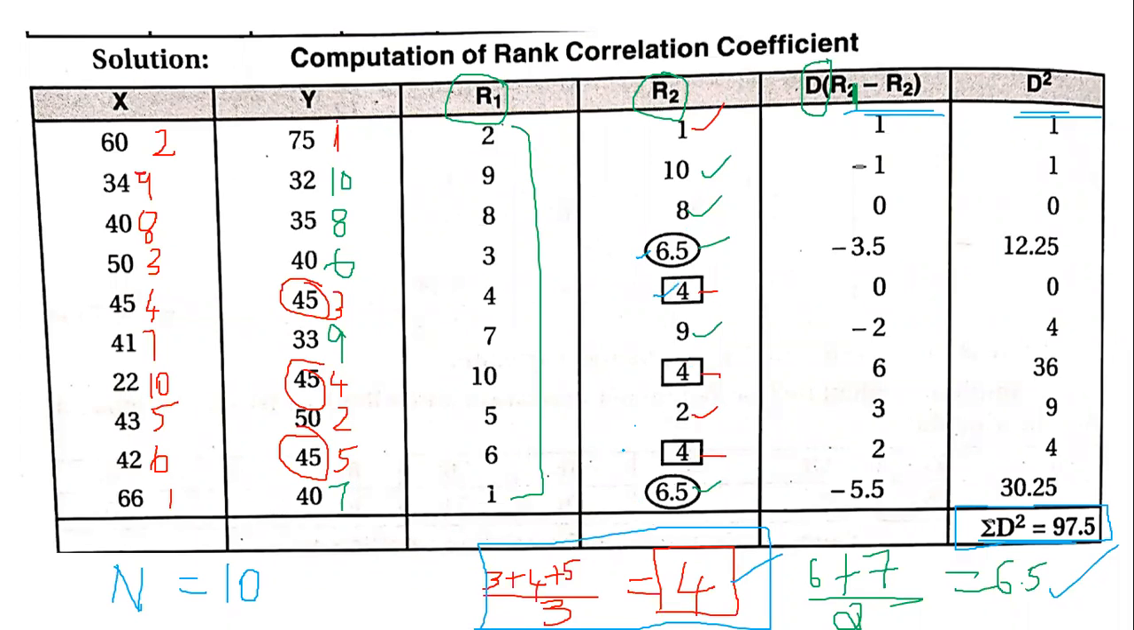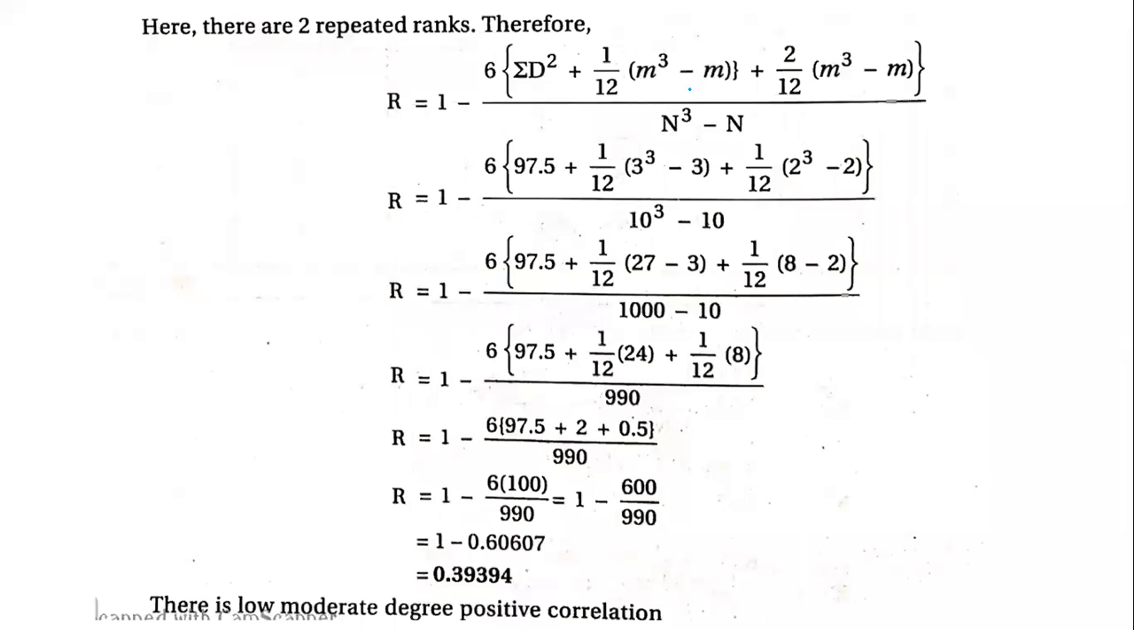So since there are two repetitions, in the formula we will be taking this expression of 1 by 12 two times. Okay, so here there are two repeated ranks, therefore R is equal to 1 minus 6 sigma d square plus 1 by 12 into m cube minus m, again plus 1 by 12. It's not 2 by 12, okay? Sorry for that. It's 1 by 12 into m cube minus m whole divided by n cube minus n.